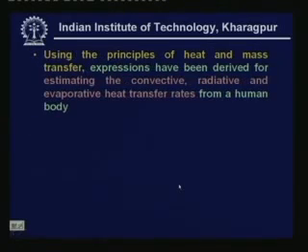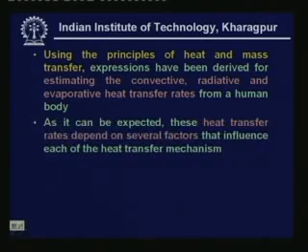Using the principles of heat and mass transfer, expressions have been derived for estimating the convective, radiative and evaporative heat transfer rates from a human body. As can be expected, these heat transfer rates depend on several factors that influence each of the heat transfer mechanisms. If you look at advanced books on air conditioning or on thermal comfort, you will find that people have derived empirical equations for estimating the convective, radiative and evaporative heat transfer from a human being. Using those equations, one can calculate the different heat transfer rates.